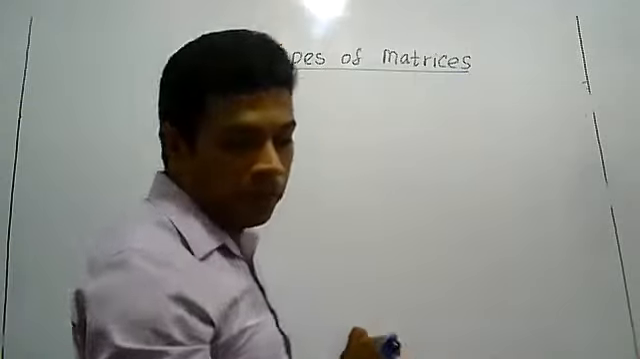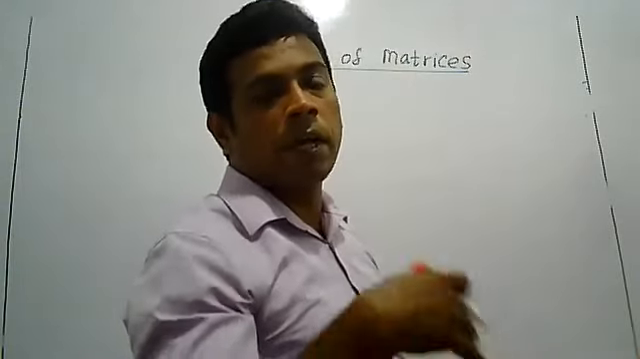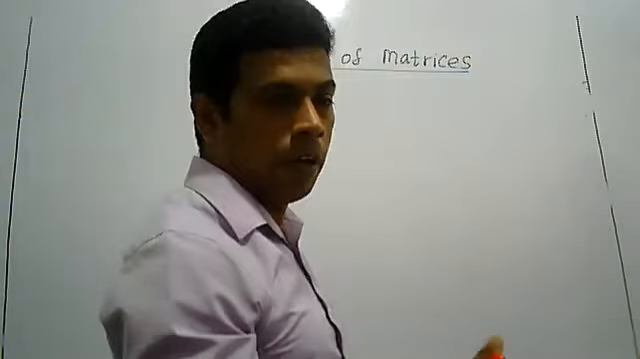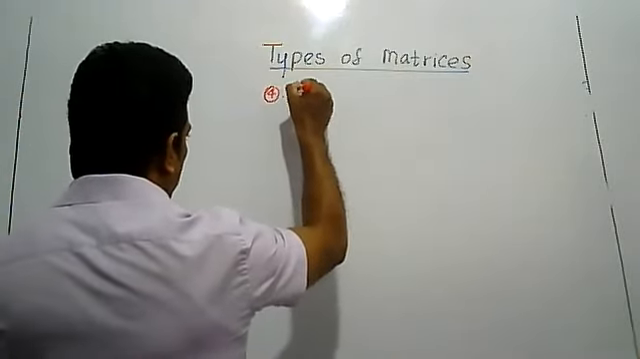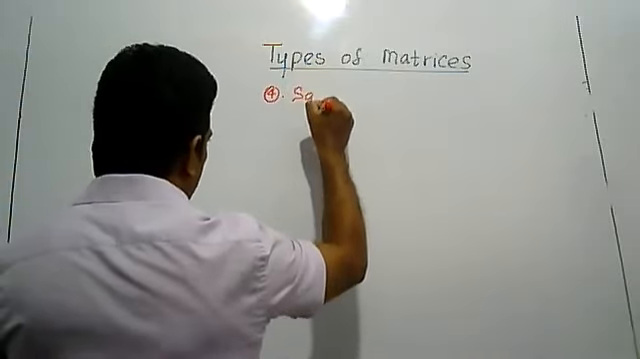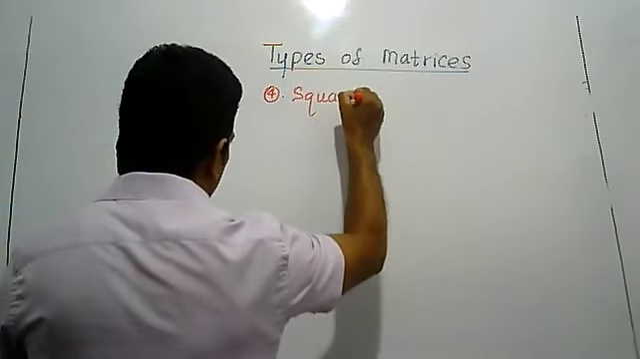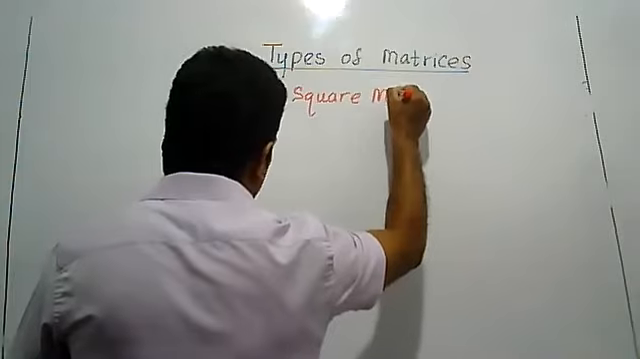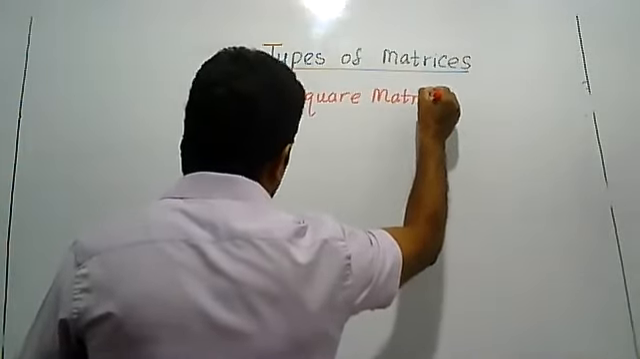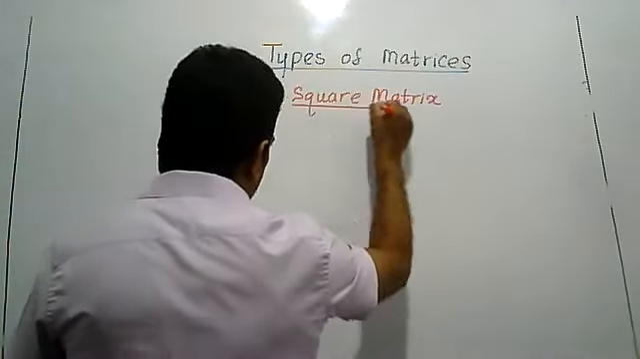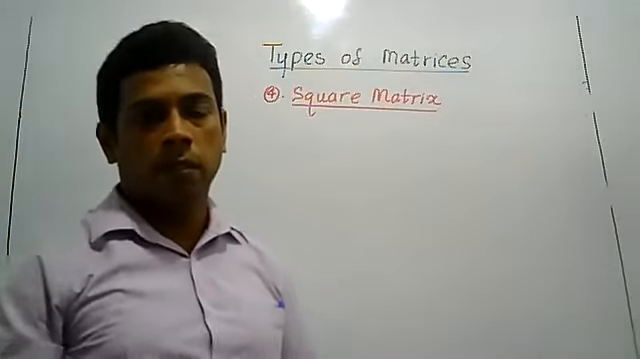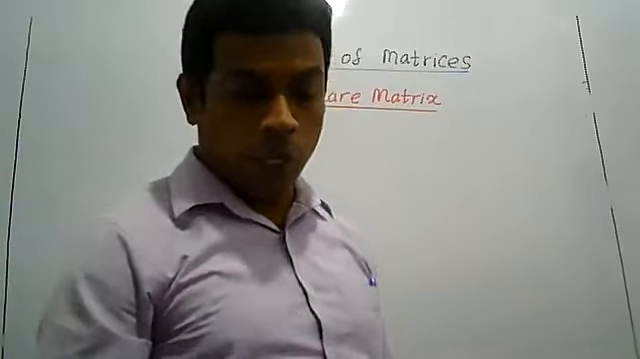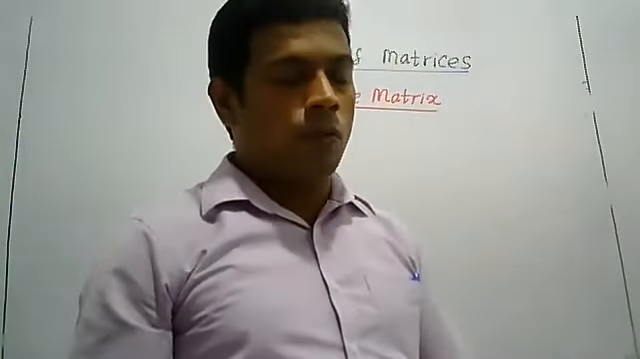Next one, fourth type. In the paper, I have given rectangular matrix, but I asked you to write square matrix. Anyhow, according to the note, we will write the fourth type, square matrix. You can get an idea about this one, the new type of matrix called square matrix.